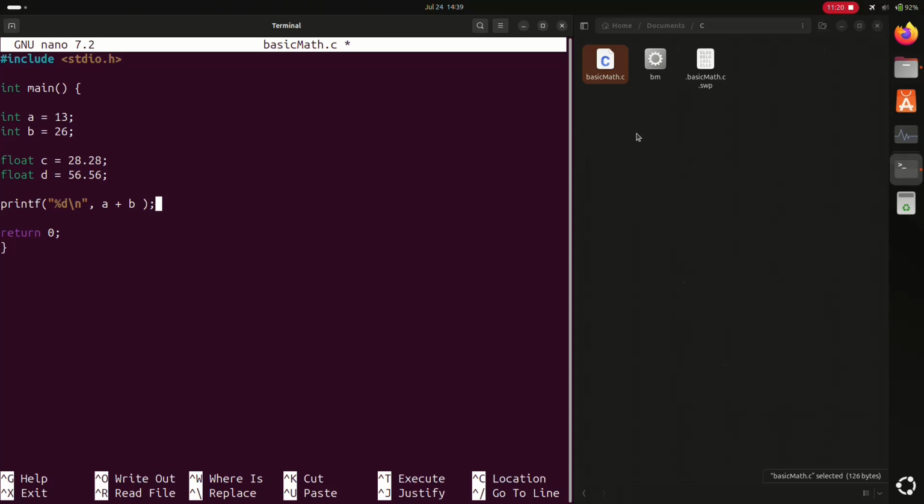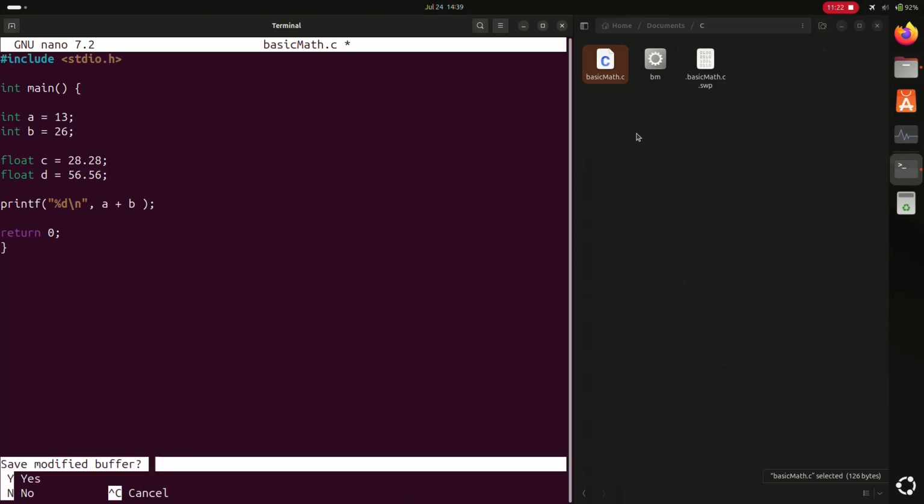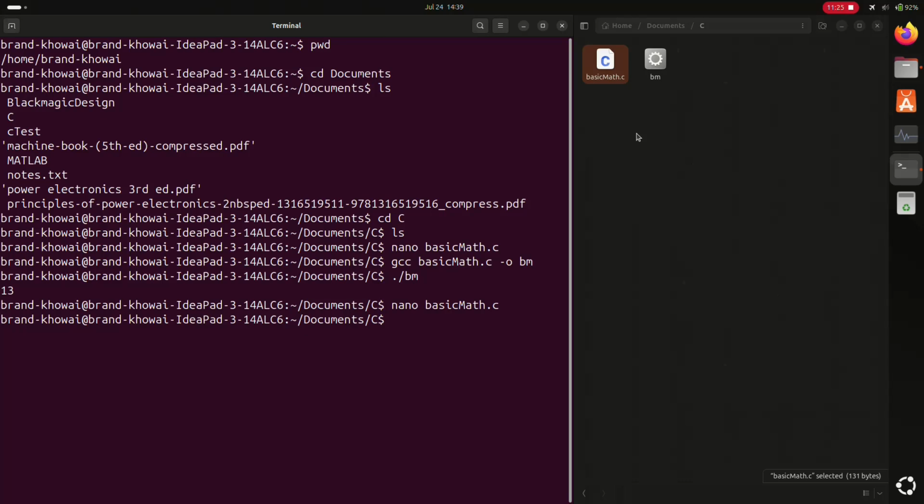So how to save? Press Ctrl X, press Y, press Enter. Now I have to compile that code. How to compile that code? I have shown you in the previous step. This is gcc basicmath.c -o bm. I have to write it again.